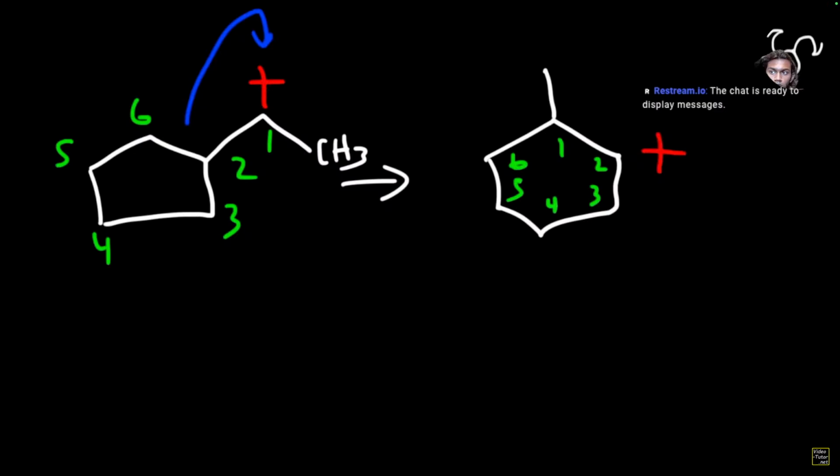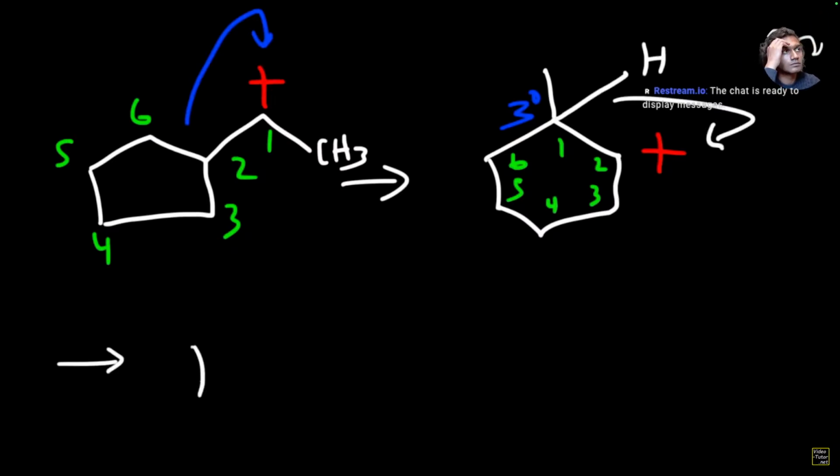So right now, we have a secondary carbocation next to a tertiary carbon. So what do you think is going to happen? Well, we know what's going to happen, a hydride shift. And so now, not only do we have a more stable 6-membered ring, but we also have a tertiary carbon.